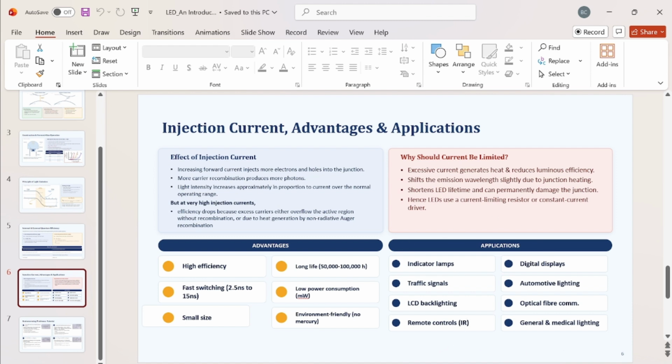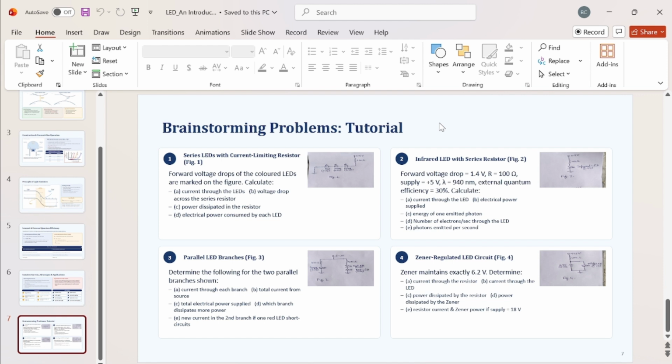Some of the applications you may come across in your daily life are indicator lamps, traffic signals, LCD backlighting, remote controls. Infrared LEDs are used in the remote controls that we are using in our daily life. Digital displays, automotive lighting, optical fiber communication, and general and medical lighting. So you can see that in every walk of life you can find some or other LED being used.